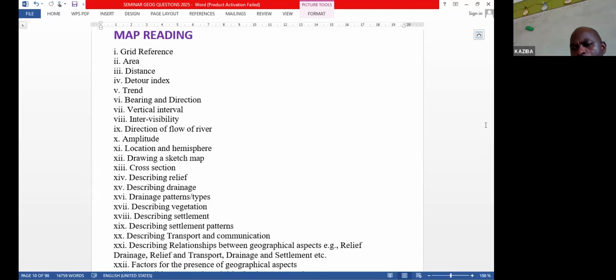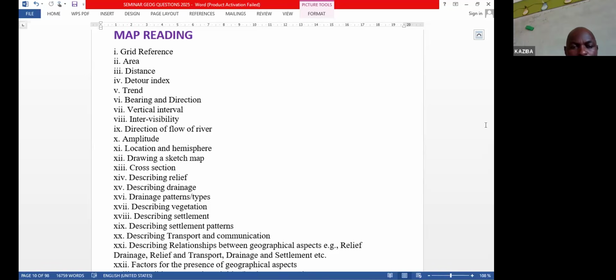Someone is asking about an annotated sketch. An annotated sketch is that sketch with local names. If you're drawing a cross-section, you put local names. If you're drawing a sketch map of the area where you carried out your field work, don't just say hill. Say Kabong Hill, Kangole Hill, Amagu Hill, Panyango gentle slope, like that. Kangunga swamp, something like that.